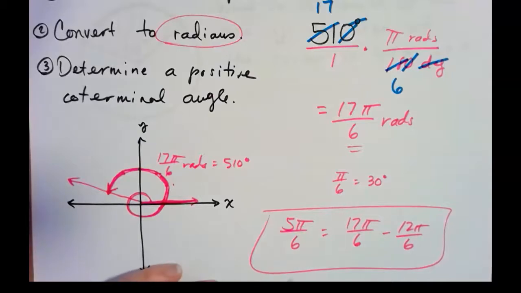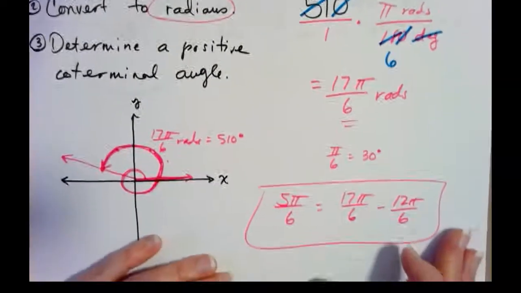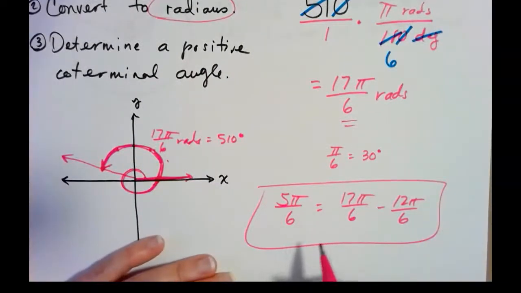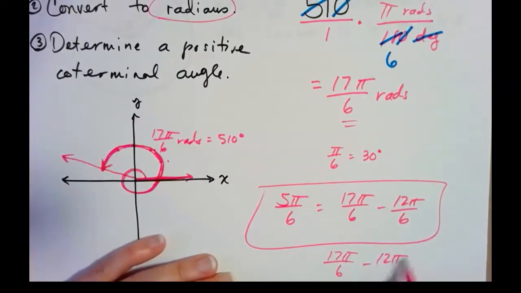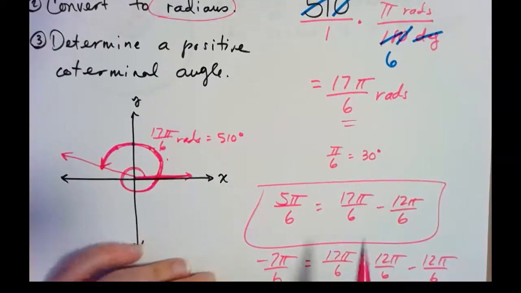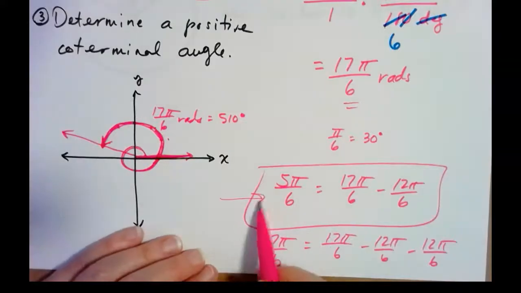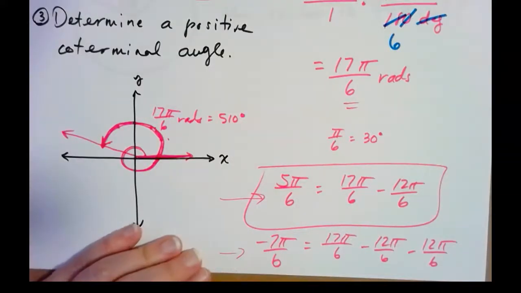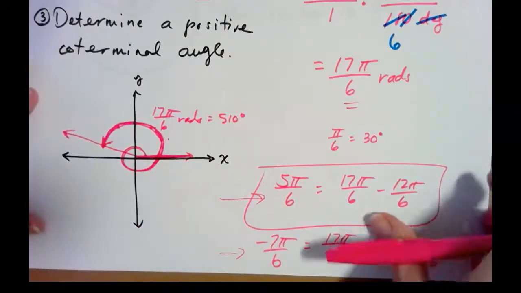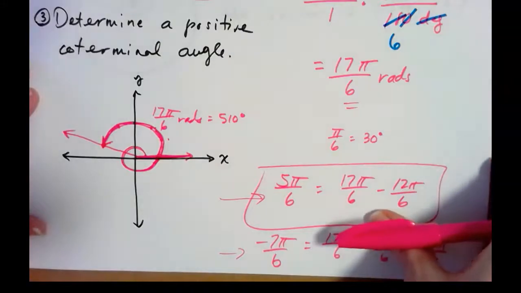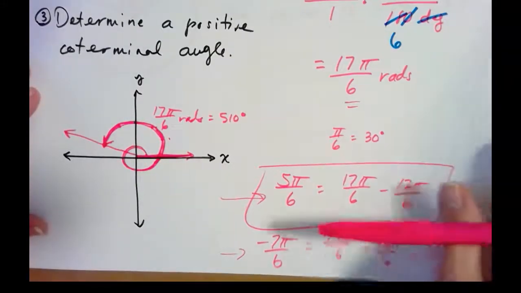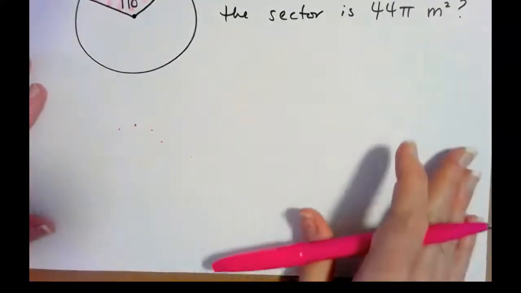We could keep going and even find a negative coterminal angle by simply subtracting another 12 pi over 6. So 17 pi over 6 minus 12 pi over 6 minus another 12 pi over 6 would be negative 7 pi over 6. So positive coterminal angle, like I asked, and a negative coterminal angle as well. Coterminal, remember, that means they stop at the same point on the coordinate plane.